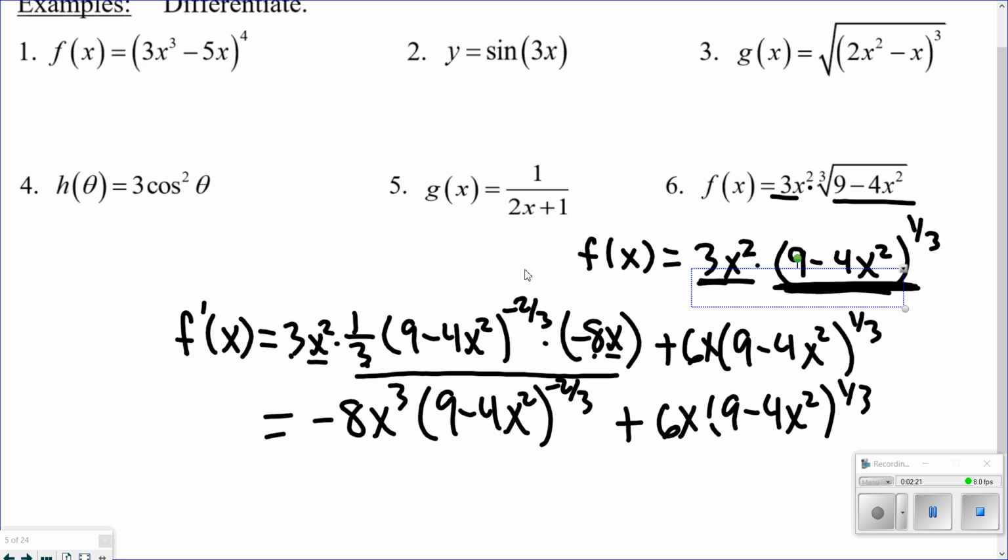Now, if I wanted to, over here on this part, I could take that and move it down to the bottom to make it a positive exponent. We could also switch them back to be radicals. But I'm okay with that answer right there.